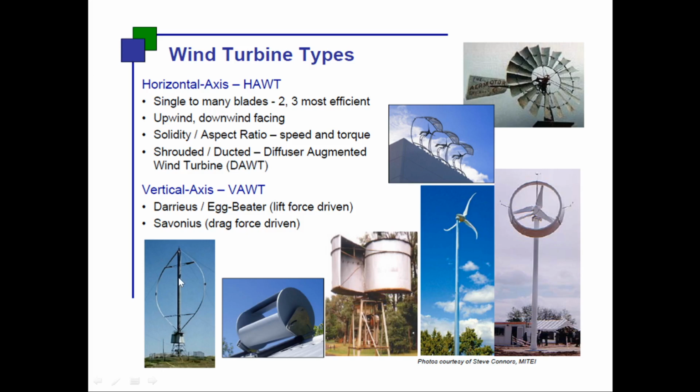So there are two categories of vertical axis wind turbines. The names are Darrieus wind turbines and Savonius wind turbines. Darrieus wind turbines are lift force driven and Savonius are drag force driven. There is a difference between them.